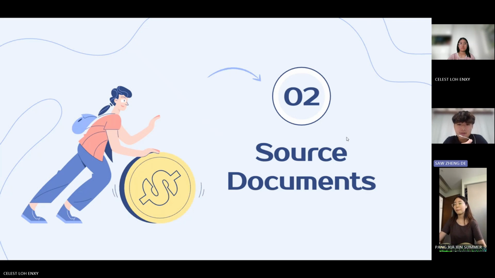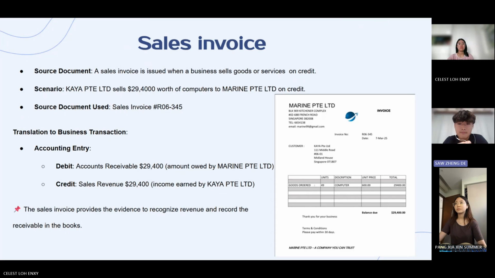Source documents are the original records that provide evidence of a business transaction that had occurred. These documents are crucial for recording transactions accurately in the accounting system. Here's how they translate to business transactions with two clear examples.